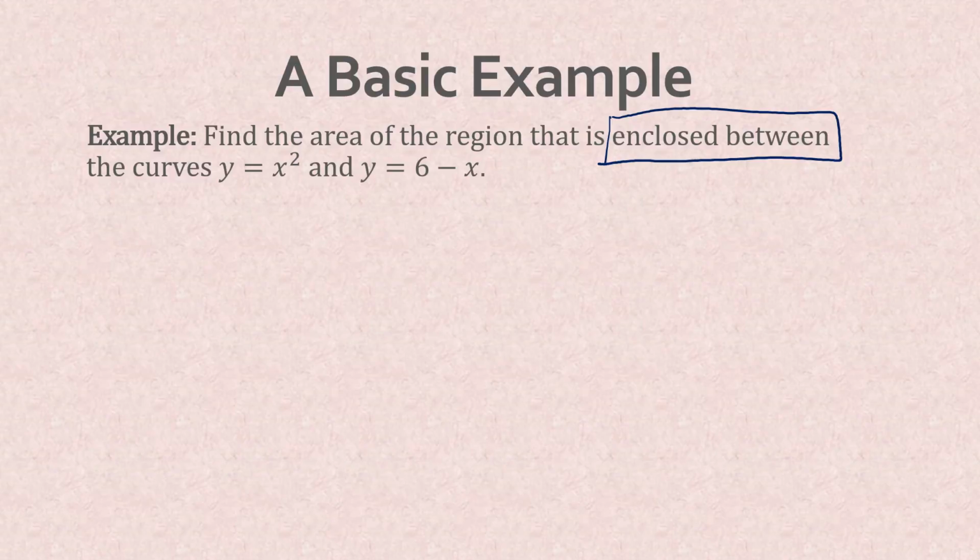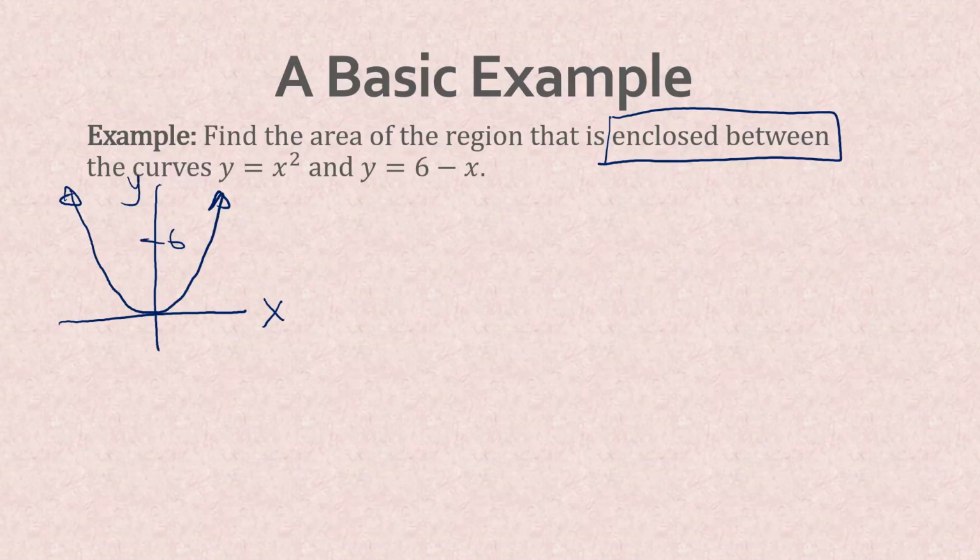So let's draw these two curves. y equals x squared is an opening up parabola. And y equals 6 minus x, now I just need to sketch, is a line with a y-intercept of 6 and sloping downward. So we could see that we have 2 points of intersection, and that the area we're looking for that's enclosed actually truly is enclosed. It's right there. That sort of cut bowl looking shape.